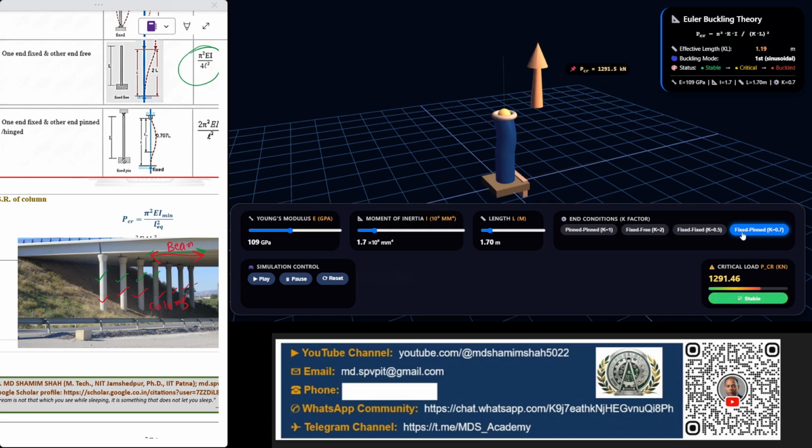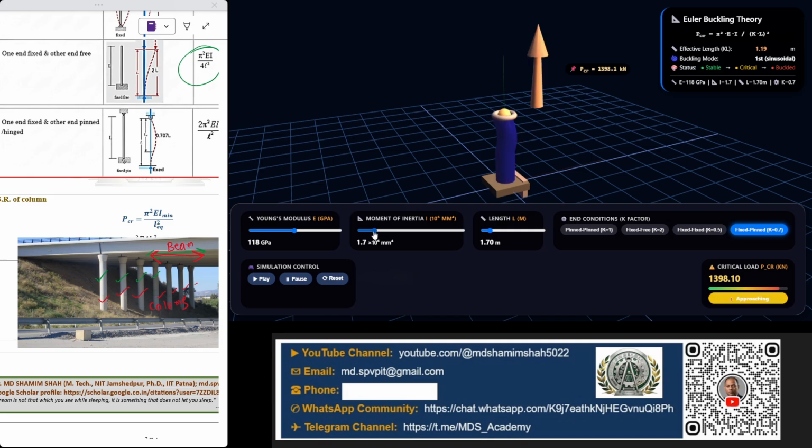For the case of fixed-pinned, as you increase the E value, the P critical load jumps to a higher value. Let's keep the P critical value somewhere here, 118 kPa.